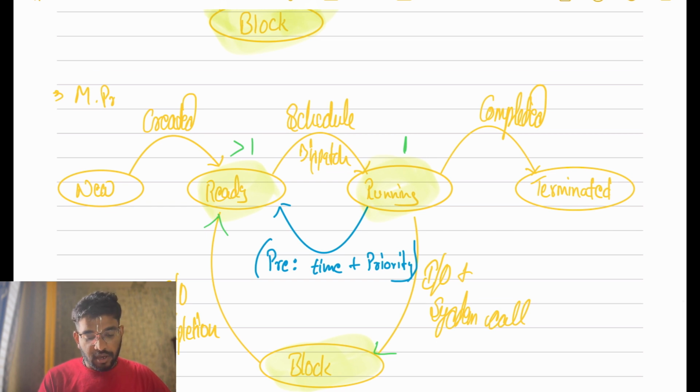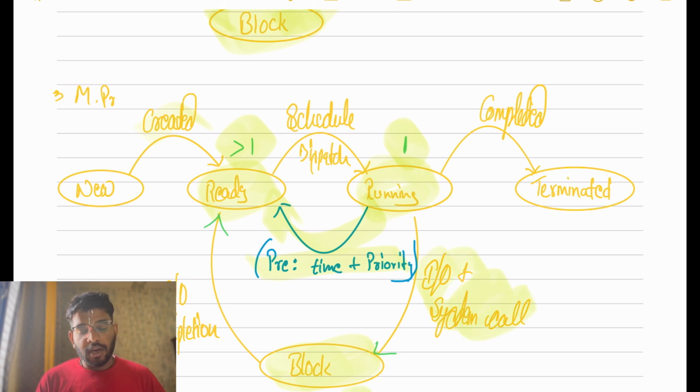So when a program is created, it goes into the ready state. The ready state can contain more than one program. Then a program in the ready state can be scheduled or dispatched onto the CPU. In a multi-programmed operating system, we are assuming there is only one CPU, so there is only one process in the running state. Then that process can be preempted due to time or priority and go back to the ready state, as shown here, or it can go for IO operation or system calls to the block state.